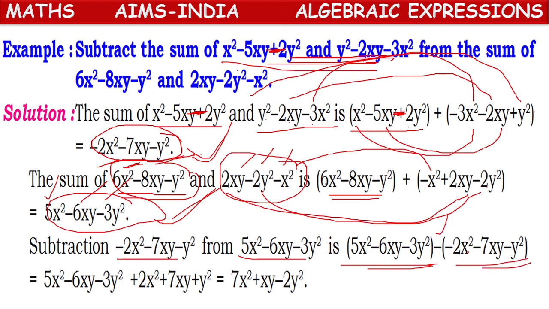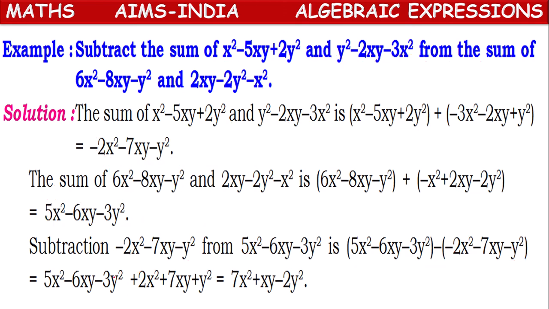Because of minus, all signs will change. Minus into minus, plus 2x square; minus into minus, plus 7xy; minus into minus, plus y square. So if we add 5x square plus 2x square, 7x square; minus 6xy plus 7xy, plus xy; minus 3y square plus y square, minus 2y square is the answer. So in the question, this is to be minus, children. Please change it as minus.